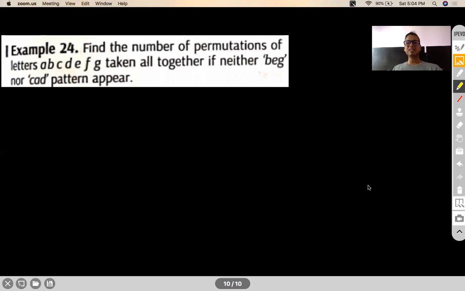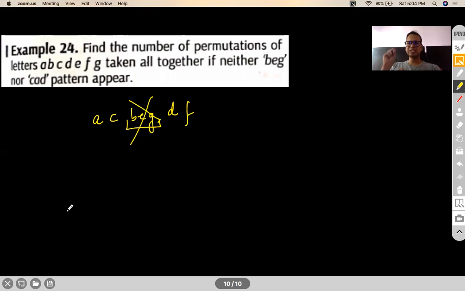No, just the pattern B, E, G cannot appear in any word. For example, let's say there's a word like this, I'm just taking an example: A, C, B, E, G, D. Or let's say F. This word is not allowed because a BEG pattern is formed over here. You can see the word BEG in that word.